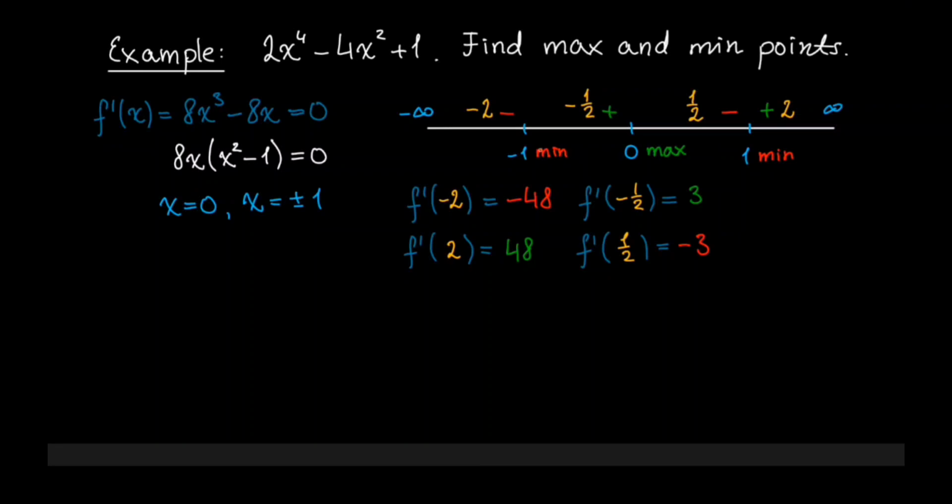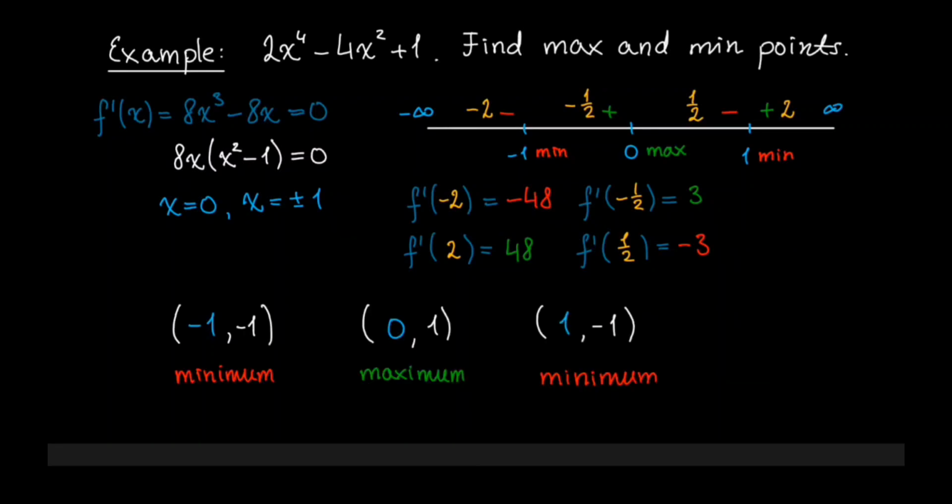And we can simply do this by plugging in these three roots into the original 2x to the power 4 minus 4x squared plus 1 function. And finally, I get 3 points: -1 and -1, which is a minimum, 0 and 1, which is a maximum, and 1 and -1, which is a minimum again.